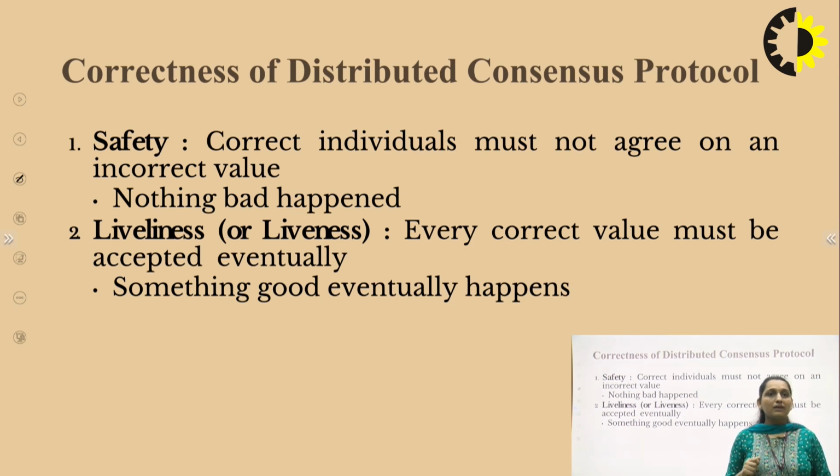And this is liveness: every correct value must eventually be accepted. So every good thing will happen eventually. Safety means that nothing bad can happen; we will not give you a wrong result. Liveness means that something good will eventually happen. So these two things have to be ensured in a distributed consensus protocol.